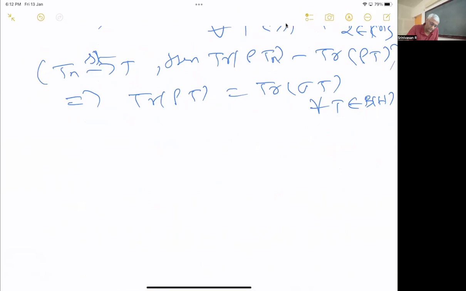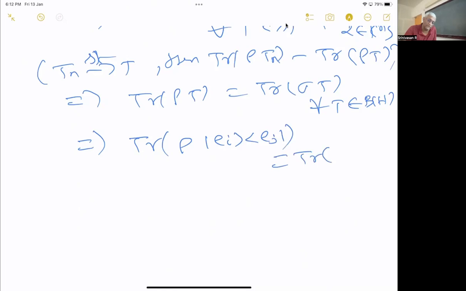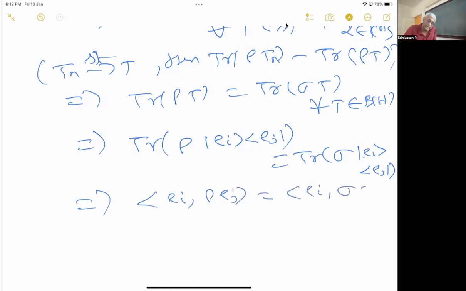So this implies trace of rho, you can use E_i, E_j, is equal to trace of sigma E_i, E_j. Which is exactly equal to E_i rho E_j equal to E_i sigma E_j.